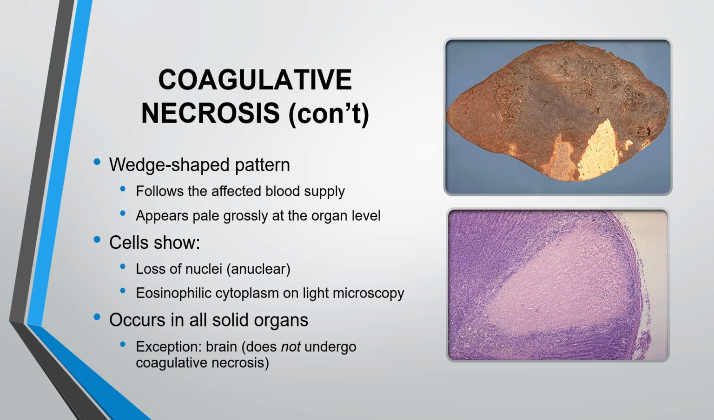Microscopically, this is where your histotech brain should light up. Cells are anuclear, the nuclei are gone, the cytoplasm is intensely eosinophilic. And here's the classic rule you absolutely want to remember. Coagulative necrosis occurs in all solid organs, except the brain. The brain is special. It does its own thing, always.